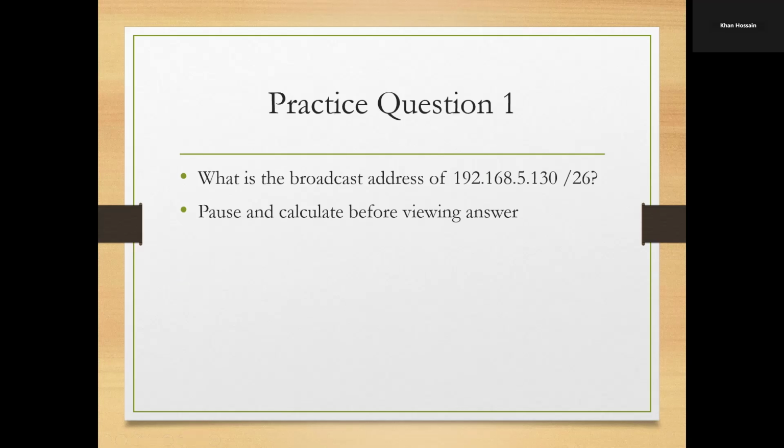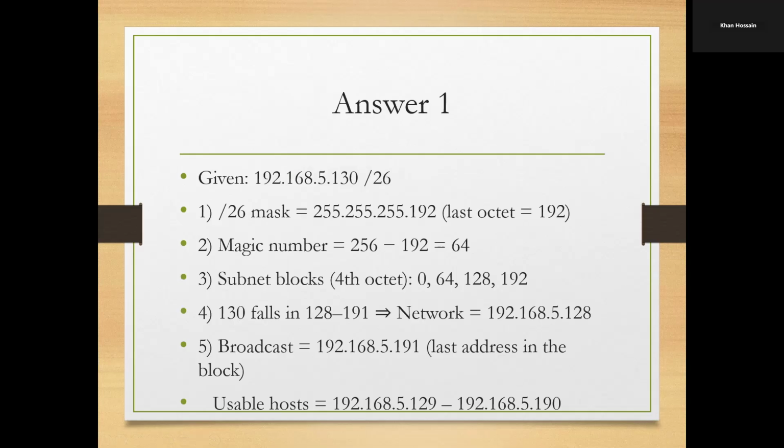Now a practice question. What is the broadcast address of this /26? Given 192.168.5.130/26, the /26 mask in the last octet is 192. So the magic number is 256 minus 192, which is 64. The subnet blocks are 0, 64, 128, 192, and 130 falls into the range between 128 and 191.